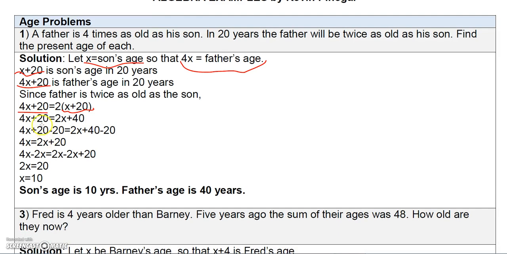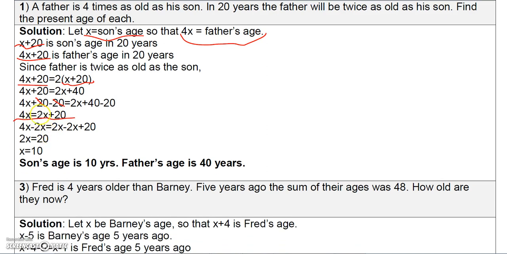And now you can subtract 20 from both sides to get rid of this 20. And over here you'll have 2X plus 20 when you subtract the 20. And on the left you'll have 4X. So we have 4X equals 2X plus 20. Now to get the 2X away from the right side, subtract 2X from both sides. And then that way the 2X will cancel over here. And on the left you'll have 4X minus 2X. So 4X minus 2X is 2X. And then all we have left on the right is the 20. So since 2X equals 20, you can divide both sides by 2 and get X equals 10.